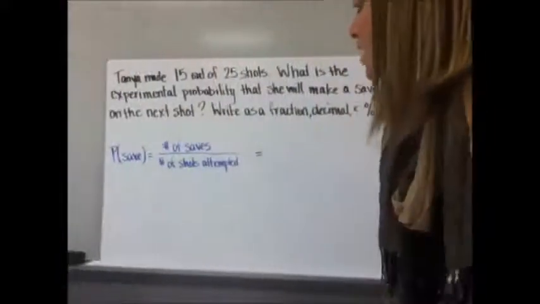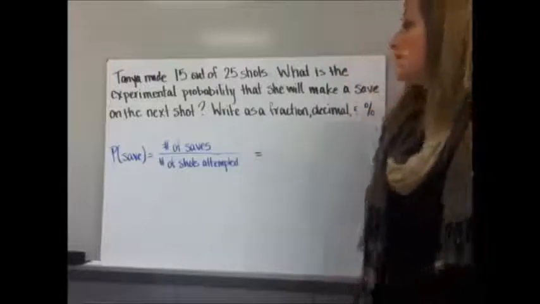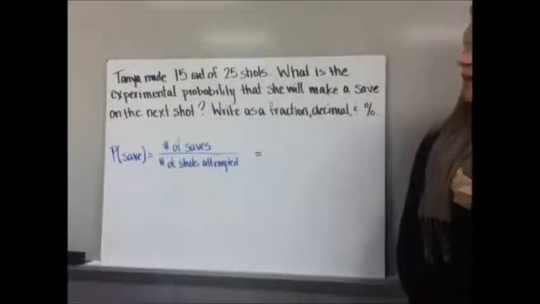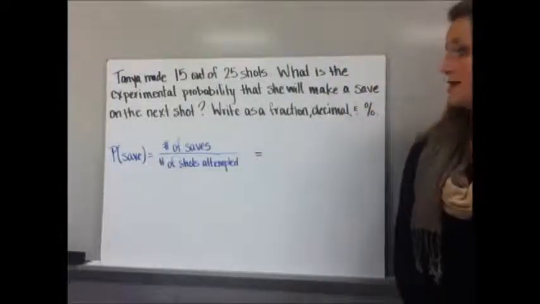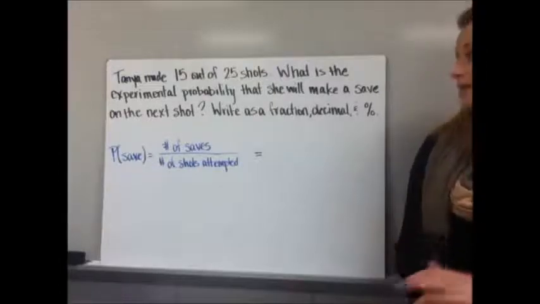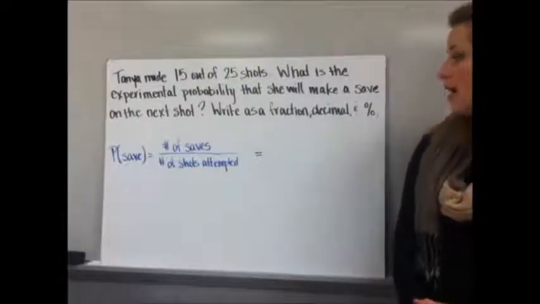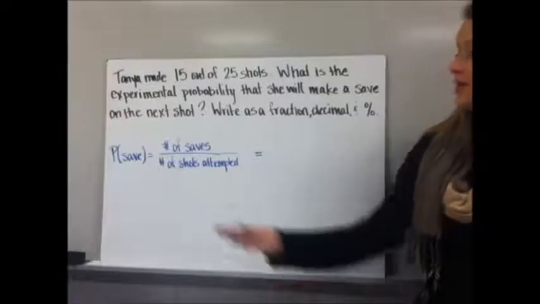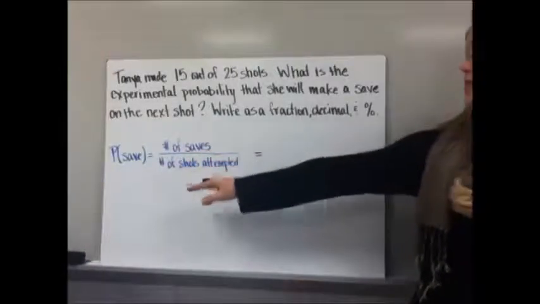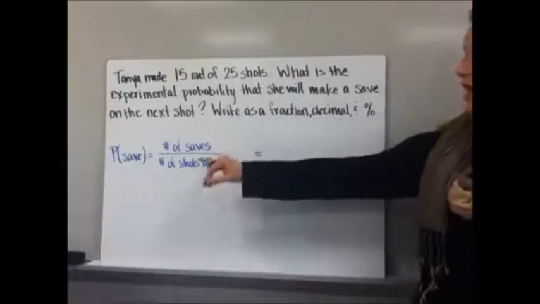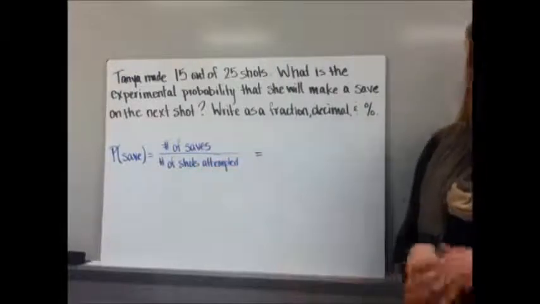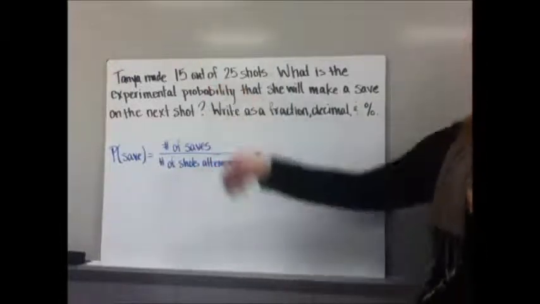Here's an example. Tanya made 15 out of 25 shots. What is the experimental probability that she will make a save on the next shot? So we're talking about basketball here. Write as a fraction, decimal, and a percent. So the probability that she gets a save is the comparison of the number of saves to the number of shots attempted. This is based on what has actually happened.